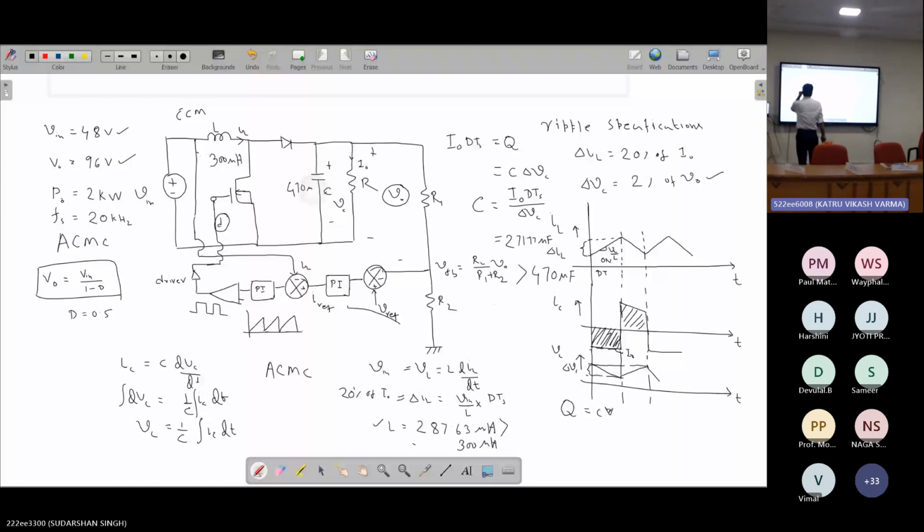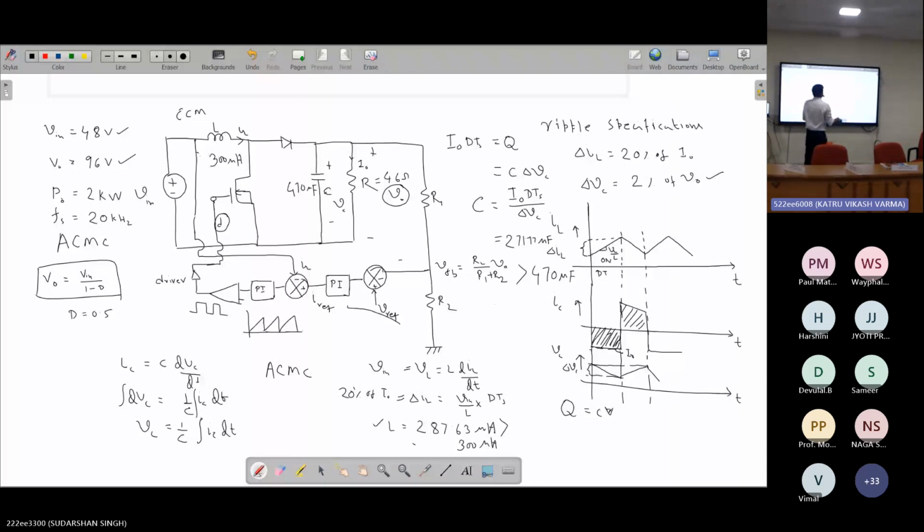And the input voltage is 48 volt. Output voltage is 96 volt. Output power is 2 kilowatt. What is the corresponding value of the resistance? 4.6. Okay. So this value of R is 4.6 ohm.